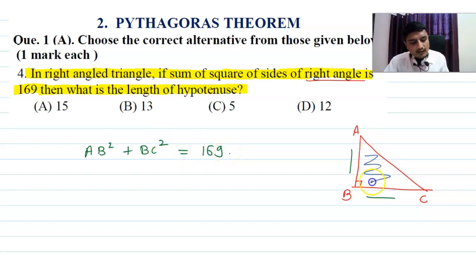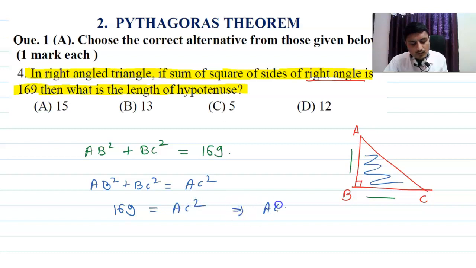Now the given triangle is a right angle triangle, so it should satisfy the Pythagoras theorem, so we have AB square plus BC square is equal to the hypotenuse, that is AC square. So we have here AB square plus BC square, as per the given 169, is equal to AC square.